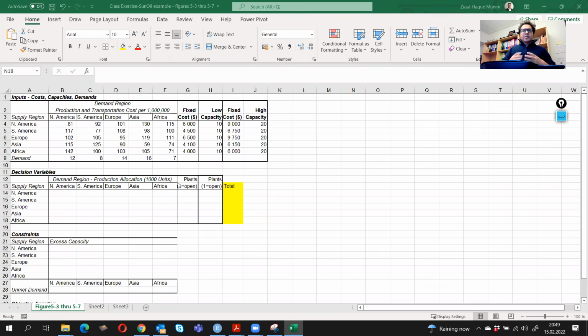Okay, so now that we have learned the formulation of the capacitated plant location problem, we are going to solve it. We are again continuing with the SunOil example from the Chopra Supply Chain Management book, from chapter 5. In the previous video, we learned about the given data and the formulation of the problem, and we have simply put that information in this first table, as you can see.